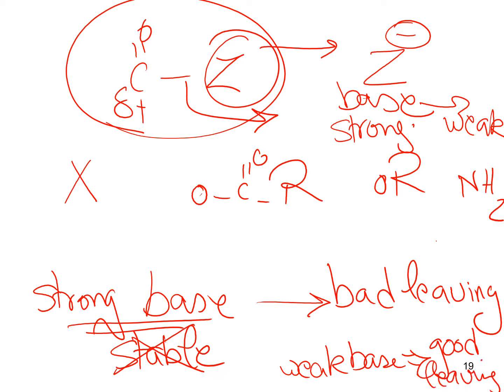So this is the first fact. The second fact says that basicity is inversely proportional to acidity, which means that a strong acid is a weak base and a weak acid is a strong base. So let's remember these points and then we will discuss the leaving capability of our group.